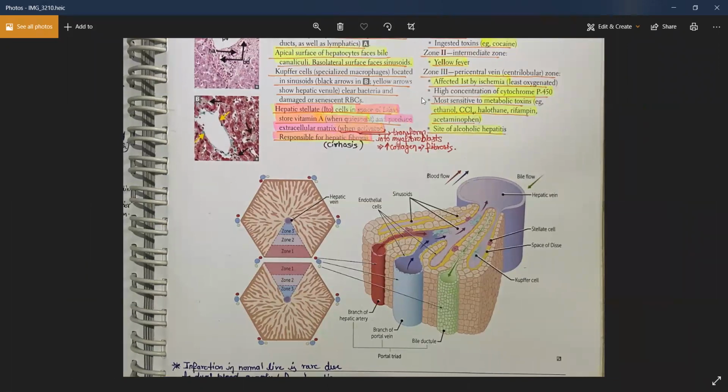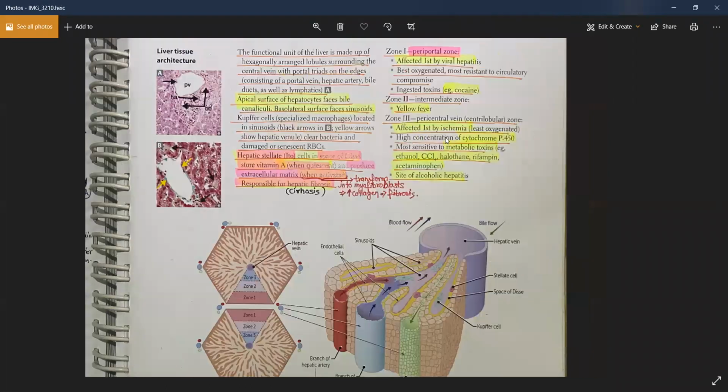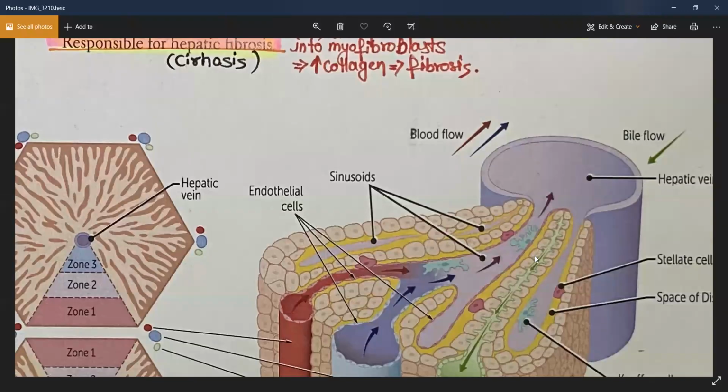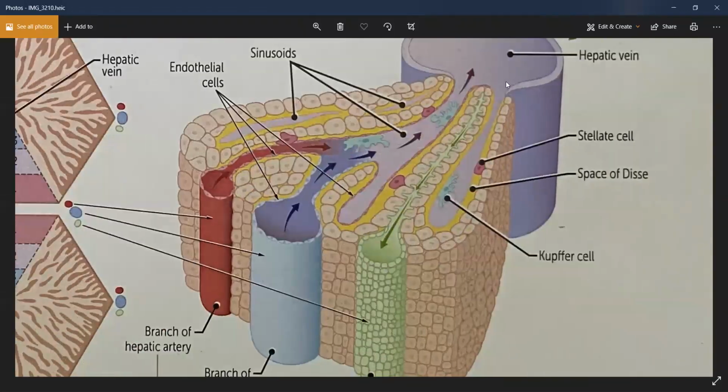Then you also need to know about something I forgot to mention. See, these are your hepatocytes, and this is your sinusoids. In between the blood sinusoids and the hepatocytes, you have some interstitial space. This yellowish part which you can see is the interstitial space, and it contains the stellate cells, also known as the ITO cells.